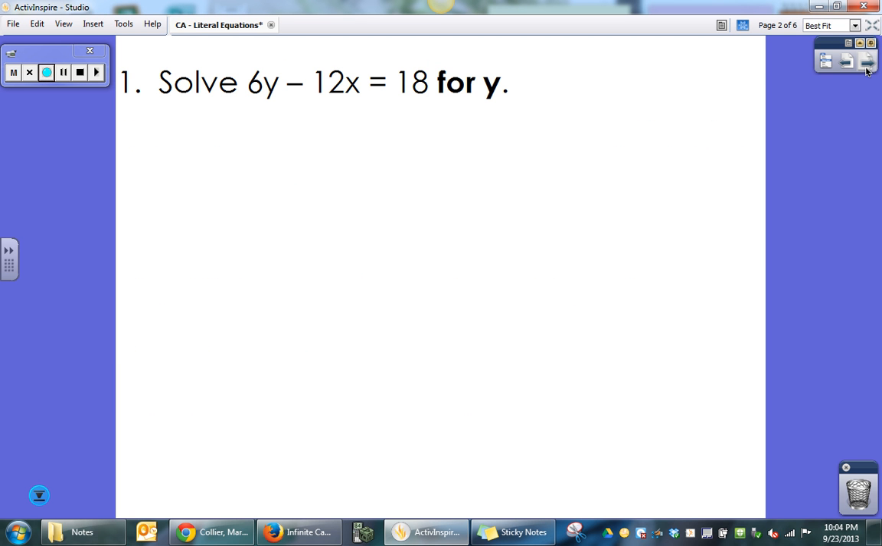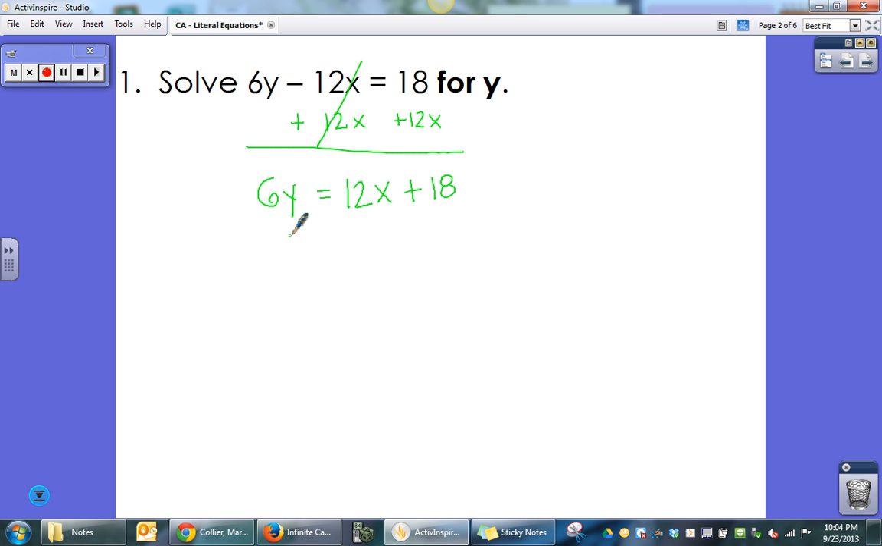So here's our first equation, and again this would be an equation where it would be helpful, if we were trying to graph this, to solve for y. So we're going to solve for y. First thing we're going to do is add 12x to both sides. Remember that these two are not like terms, so I can't actually add them together. I can just write them next to each other as 12x and then plus 18.